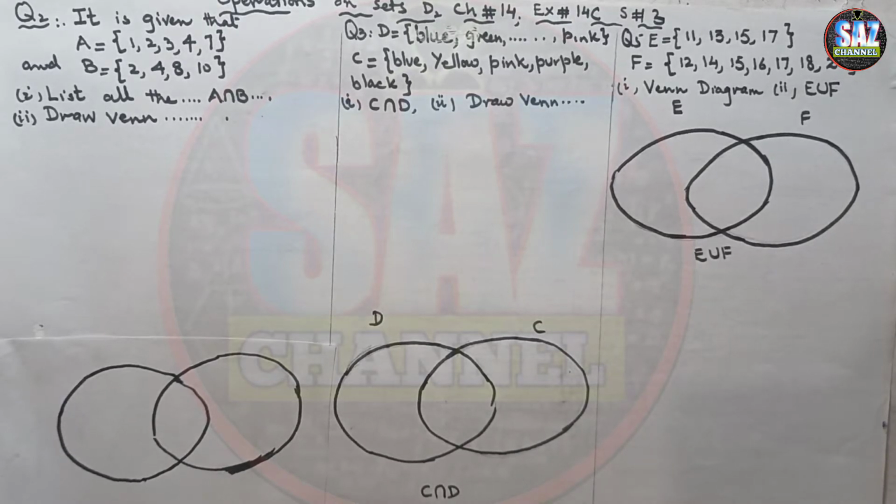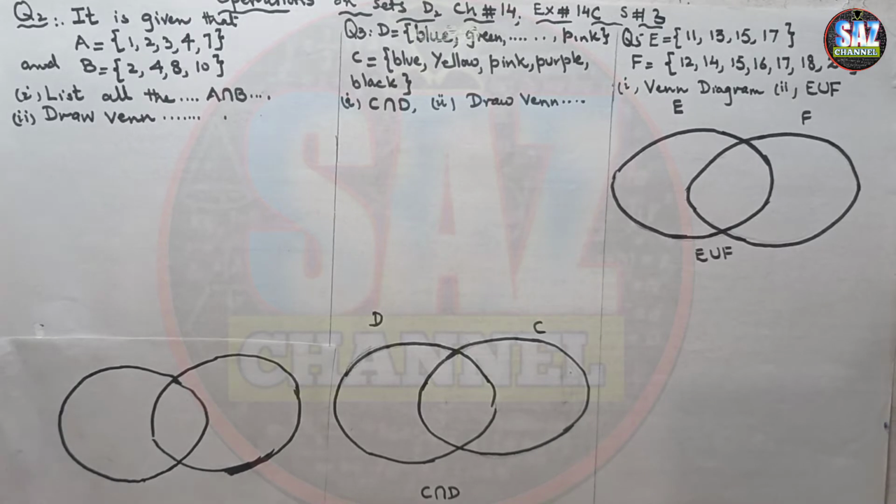This is my third lesson of D2, chapter number 14, exercise 14C. In this lesson, I'll discuss the operations on sets. Basically, there are four different operations on the sets: union, intersection, complement, and difference. But in this lesson, I will discuss the union and intersection and the relationship between the sets.